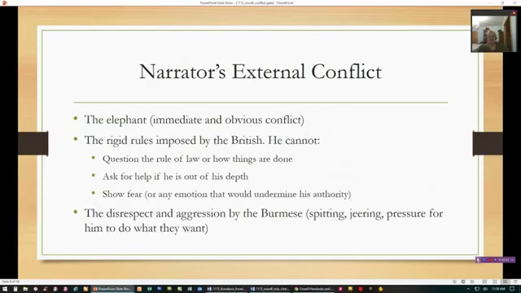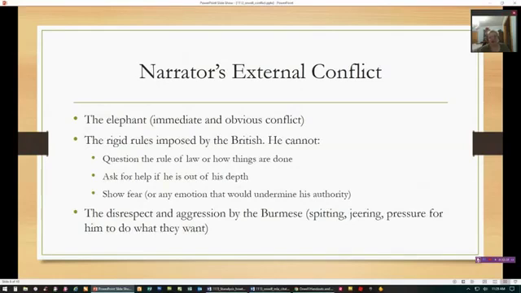Some of his external conflicts: the immediate one in the story is the elephant, right? He's got to resolve the problem with the elephant, but he tells us that he really doesn't know what he's doing, right? Another external conflict is having to deal with the rules that are imposed on him by his own government, right? And he tells us in the story that he can't question the laws or how things are done.